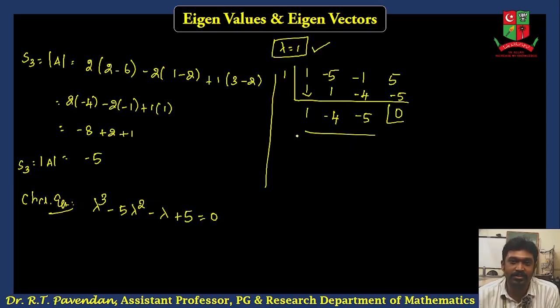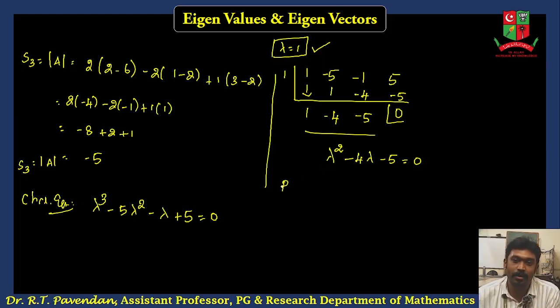After that, the rest of the terms, this 1, minus 4 and minus 5, correspond to the coefficients of lambda square, lambda and the constant. So we obtain a quadratic equation from these three terms, that is 1 times lambda square minus 4 times lambda minus 5 is equal to 0. Now we have to factorize this equation to get the two other values of lambda.